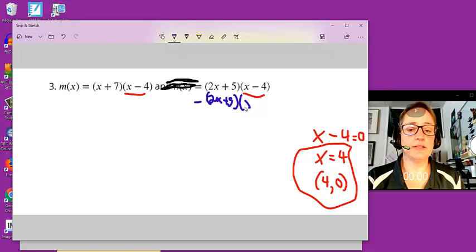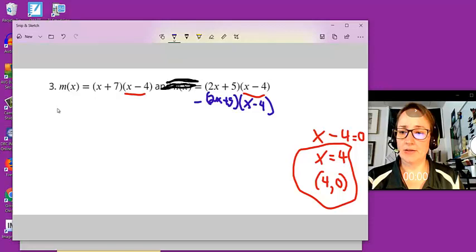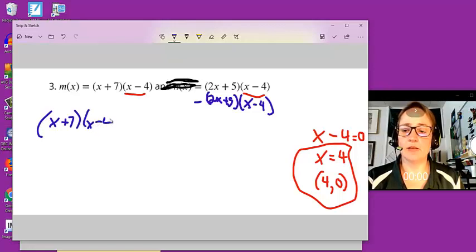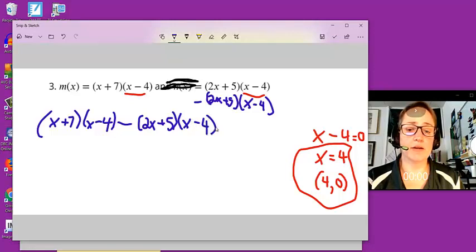This whole entire side, and I'm going to subtract it from our other one. So we would have x plus 7 as a factor times x minus 4 as a factor, and I am going to subtract the entire second side, 2x plus 5 and x minus 4. And that leaves the right side of this equation equal to 0 because I've subtracted everything away from it.